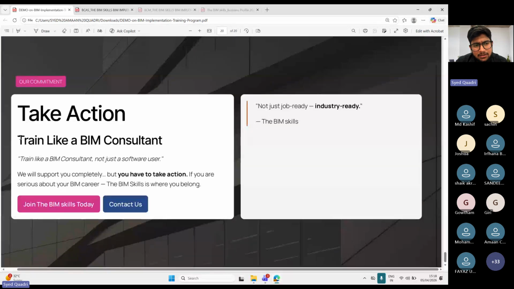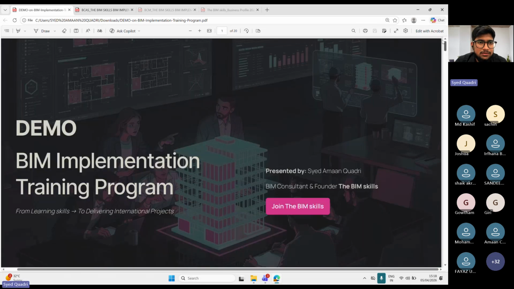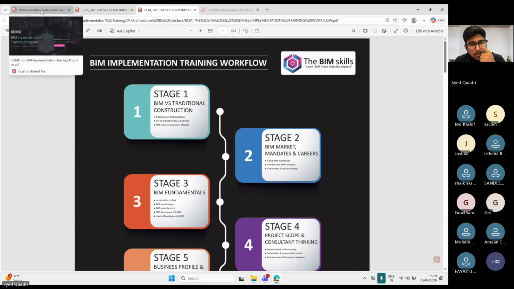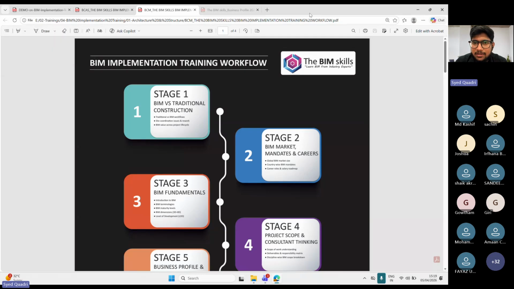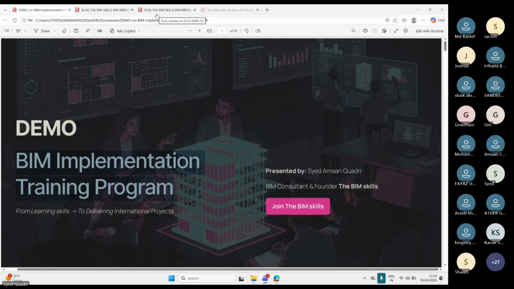So our commitment is that you'll be getting training like a BIM consultant, not just as a software user. So I hope you got the idea how you'll be getting the training under the training program, that is BIM implementation. Okay, I showcased what are our stages you can reach after the training. If you want any further details, you can message and get the details. So now, if you have any questions, we can discuss. If you have any queries, you can ask.